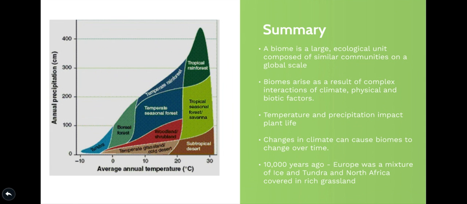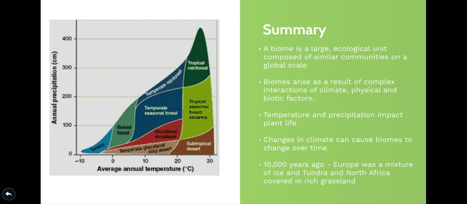Changes in climate can cause biomes to change over time, so a biome is definitely not set in place. If climate changes, the biome can change too. Now, all we need to do is consider 10,000 years ago, Europe will have just come out of a glacial period, what we know as the Ice Age, and it would have been much, much colder, with less precipitation, and it will have been probably a tundra.